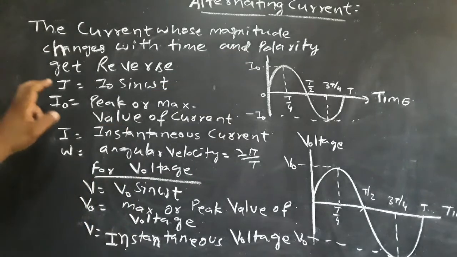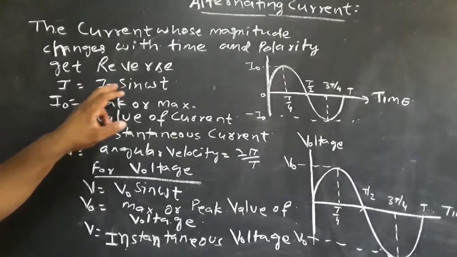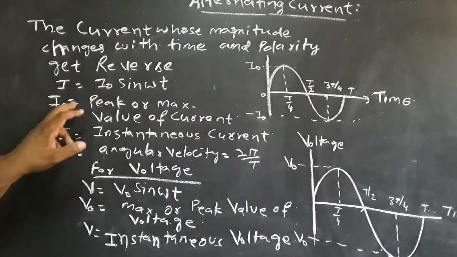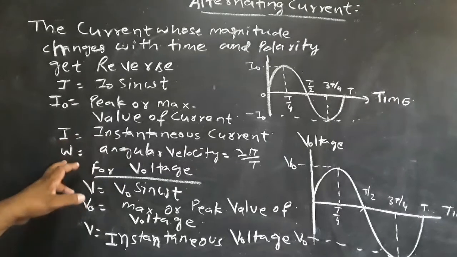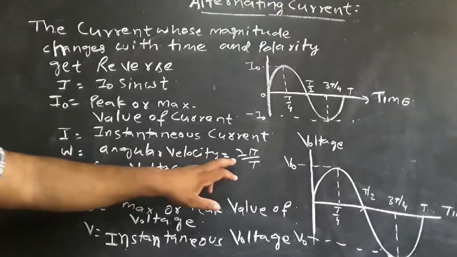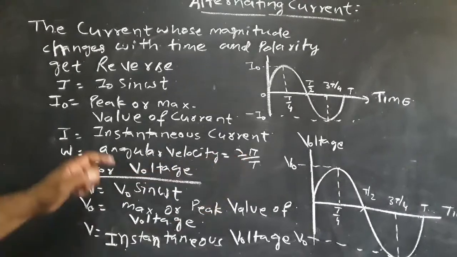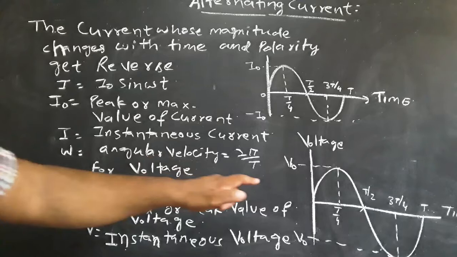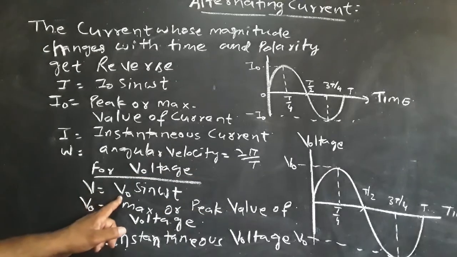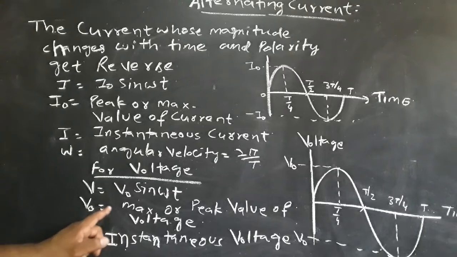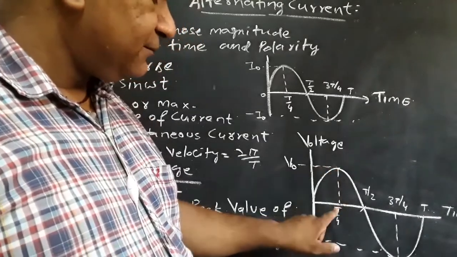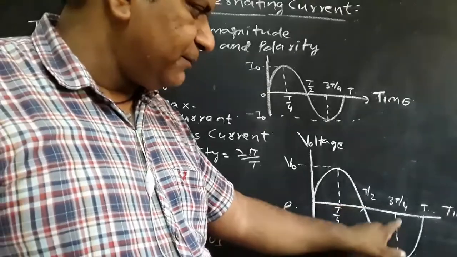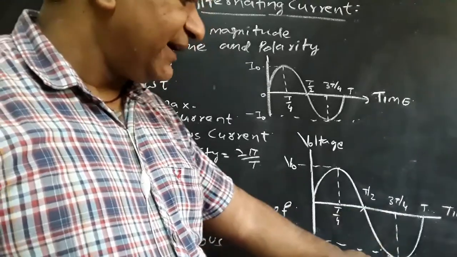For the current, we have the equation I is equal to I naught sin omega t, where I naught is the peak or maximum value of current, I is instantaneous current, omega is angular frequency, angular velocity. We know omega is 2 pi upon T. If we write the equation for the voltage, then same, V is equal to V naught sin omega t. Here V naught is the maximum or peak value of the voltage, V is instantaneous voltage, and same, current is maximum at T by 4 and it is maximum at 3T by 4, but it is in the negative half.